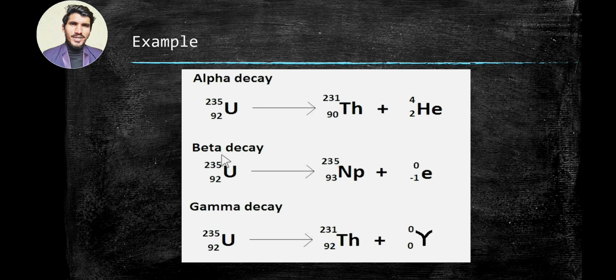So here is an example of beta decay. As you can see here that atomic number 92 is increased to 93. Okay, as I have told you earlier that after the release of a beta particle the atomic number is increased by 1. So the atomic number here is increased from 92 to 93 along with the release of this beta particle here.